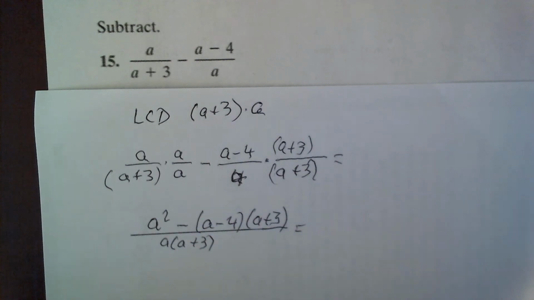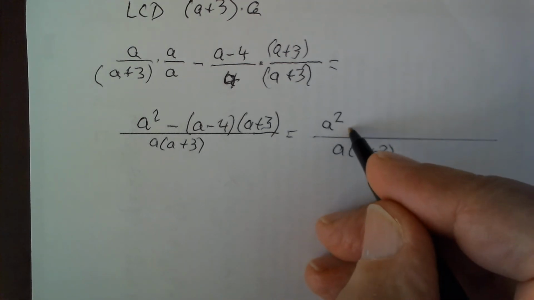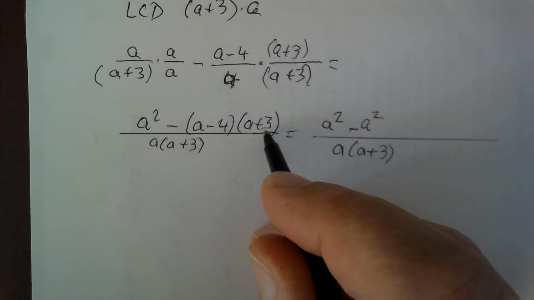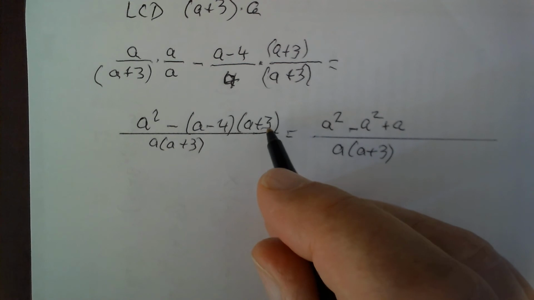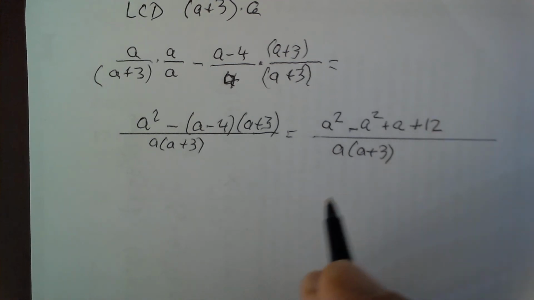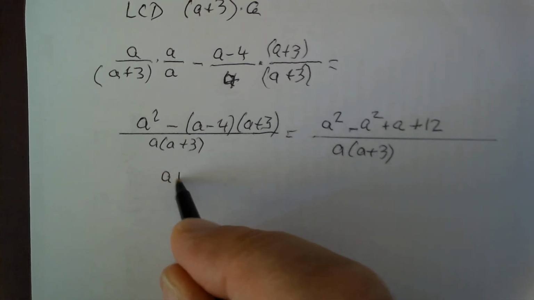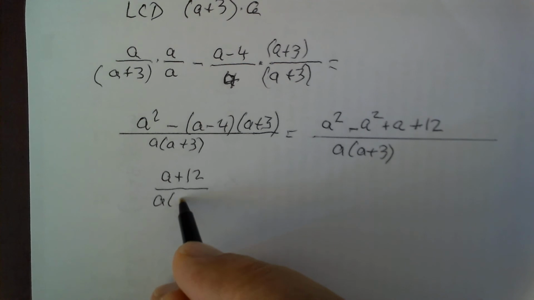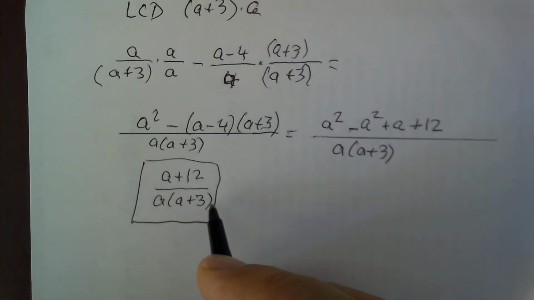So that's equal to, a times a is a squared, with the minus sign it is minus a squared, and then 3a minus 4a is minus a, with a minus sign gives me a plus a, and the minus 4 times 3 is minus 12, but with a minus sign there would be a plus 12. So then what we have left, since the a squares cancel out, is a plus 12, divided by a times a plus 3. So that is the final answer for number 15.